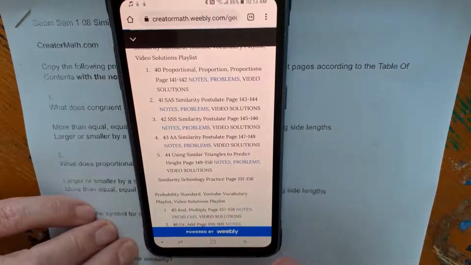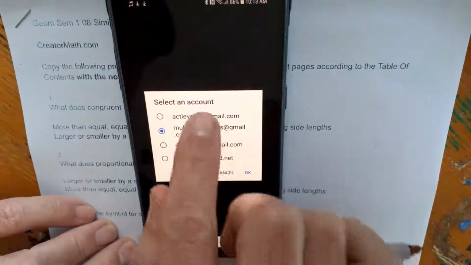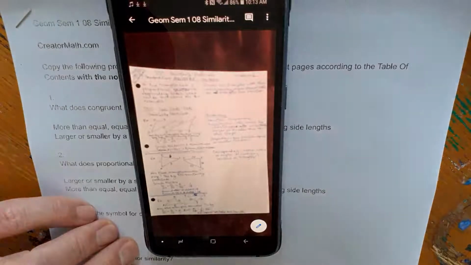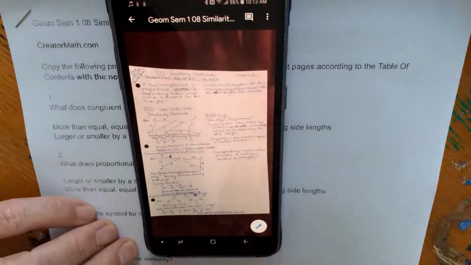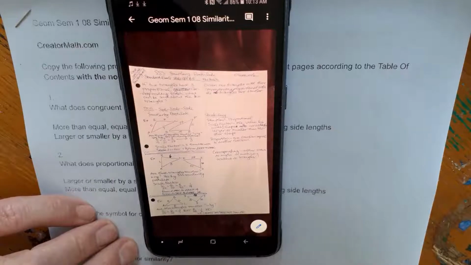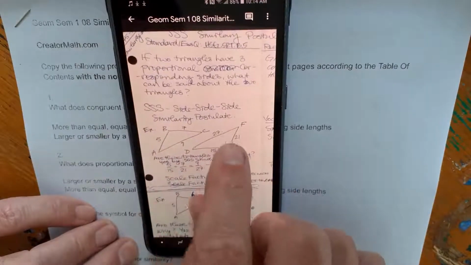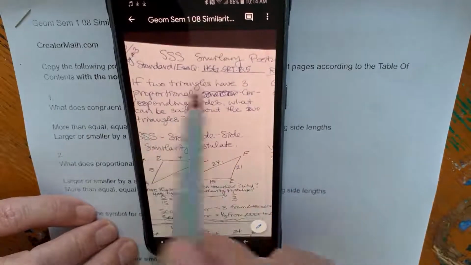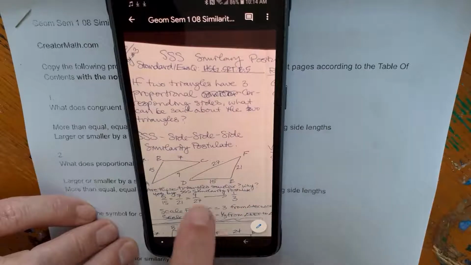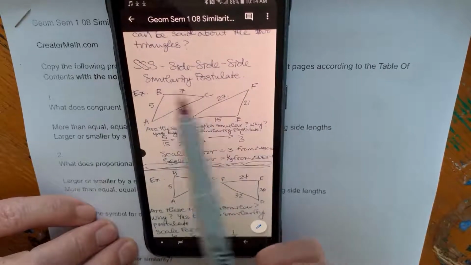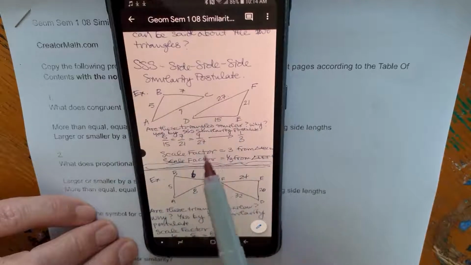We're going to click Notes. Fair warning, sometimes it takes me a couple of tries to load this. You'll see how it cleared up there. That's what loading is for my device, all right? And it takes a second. This is a picture of my notes. Sometimes it will be a picture of the notes on the board, a little bit different, but you can expand it and copy these. It's got the relevant standard, it's got an essential question, and then it's got the Side, Side, Side Similarity Postulate, and examples here.